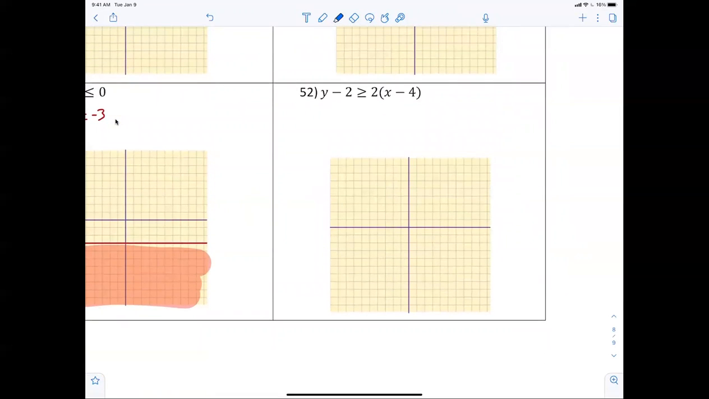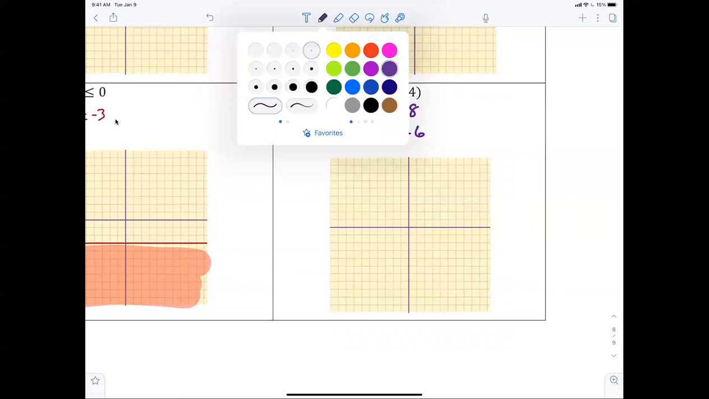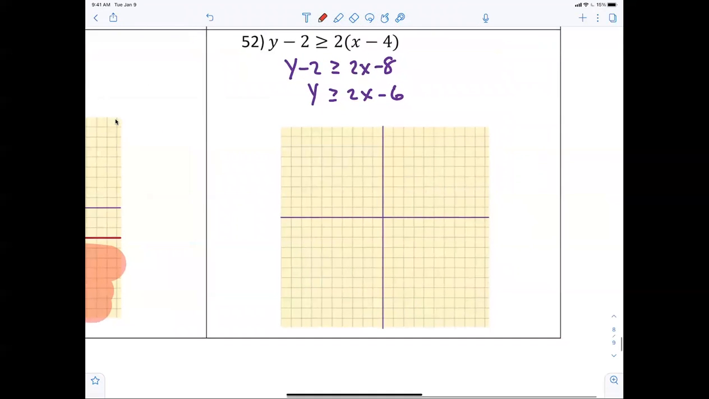All right, 52. I just tried to throw you off a little bit here. What can we do for this one? Add 2. Well, first we could distribute the 2, right? Yeah. And then what? Everybody okay with that? So now we need to go what? Down 6. Up 2, to the right 1.